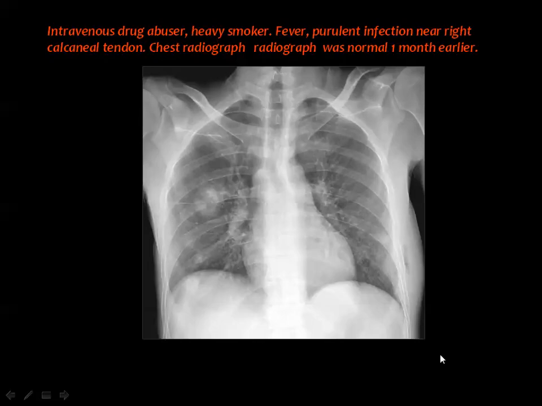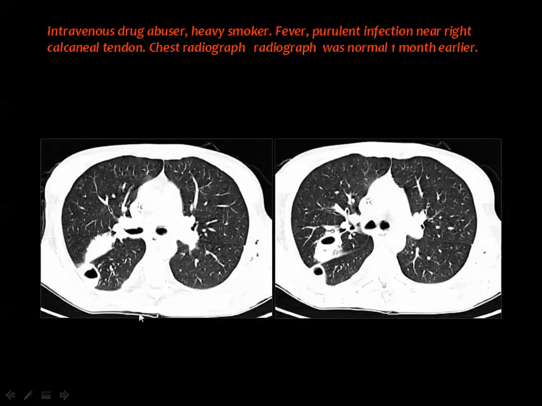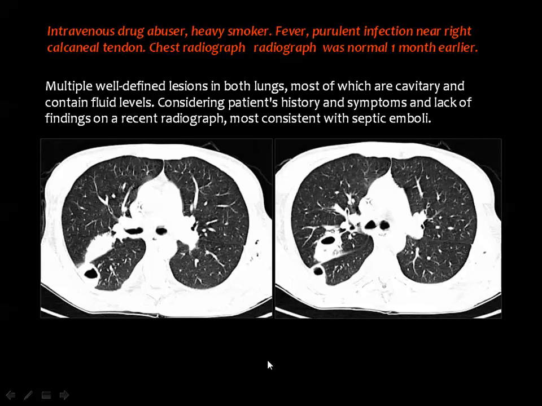This patient is known to be an intravenous drug abuser and heavy smoker, and developed fever and a virulent infection near the right calcaneal tendon. The chest radiograph was normal 1 month earlier, but now it shows some nodules in the right side of the lung, and the high resolution CT showed 2 cavitating pulmonary nodules, diagnostic of septic emboli.